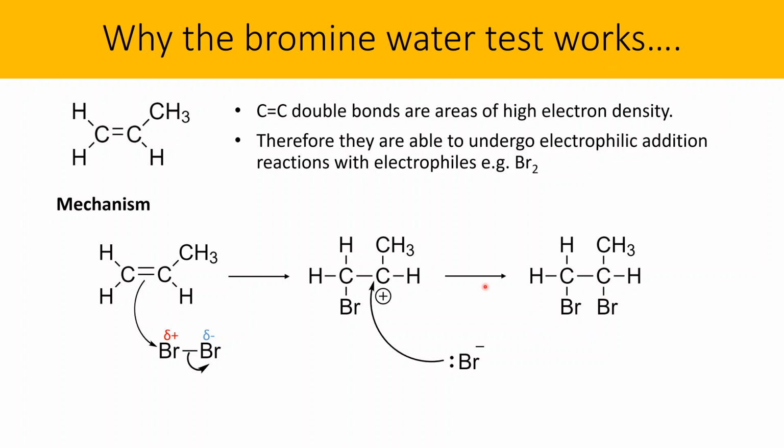So essentially what's happening when you add bromine water, well, you're adding Br2. It's going to undergo electrophilic addition with the bromine, and it's going to break the bromine-bromine bond, which gets rid of that orange colour. So it goes from orange, bromine-bromine bond, to colourless because there's no longer a bromine-bromine bond present.